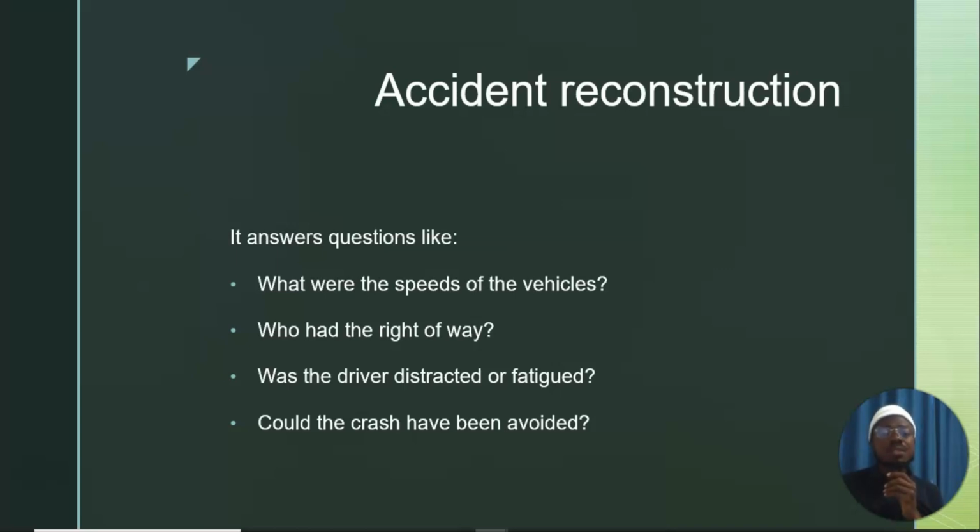And also, could the crash have been avoided? There are some crashes that we know might have been avoided, and there are some that might be a result of natural phenomena. We've talked about the weather, such as a heavy flood or heavy rain, or maybe a thunder strike. So some of these can be avoided, while some cannot. So it's also important to be able to answer the question of whether that crash could be avoided.